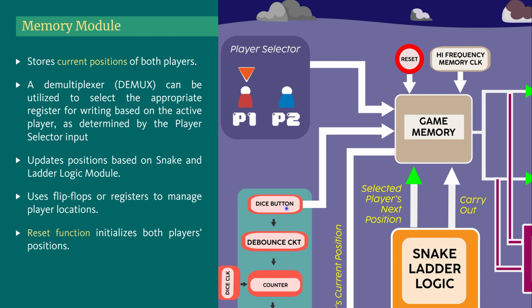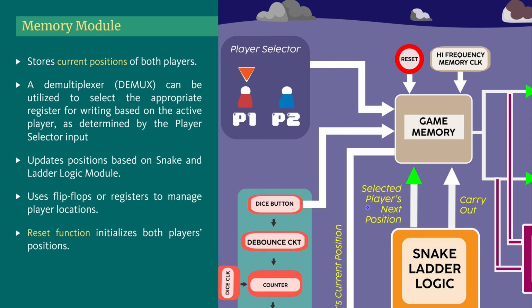The dice value is now two, right? So it will advance by two positions. Now the snake ladder logic module sees that there is no snake head or ladder start. So okay, advance by two positions, then the selected player's next position goes into your game memory.